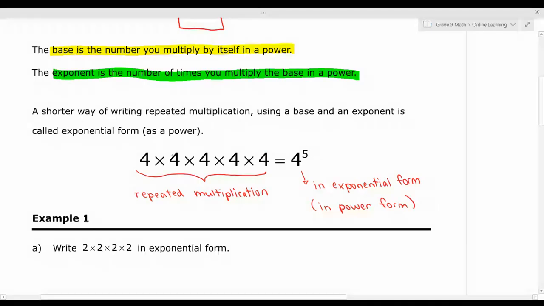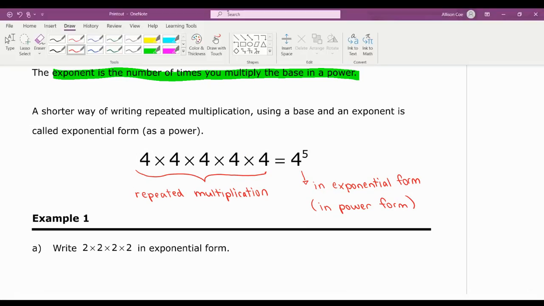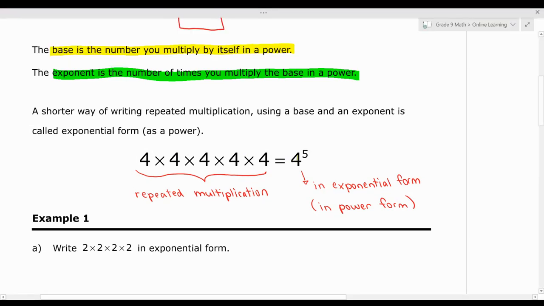So whatever number you keep multiplying over and over, that's your base. Okay, so again, maybe I'll highlight that. So this is your base. That's the number you multiply over and over again. And then the number up here tells you how many you had. So if you look, right, there was 1, 2, 3, 4, 5.